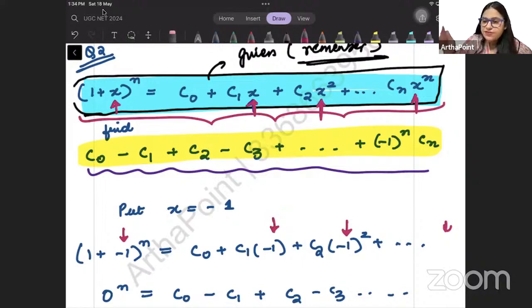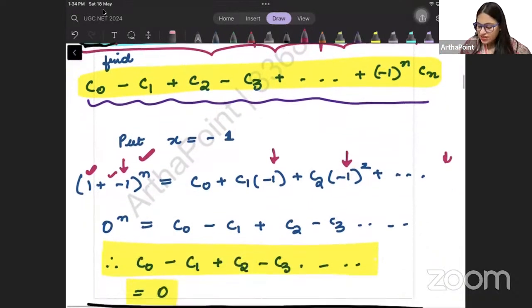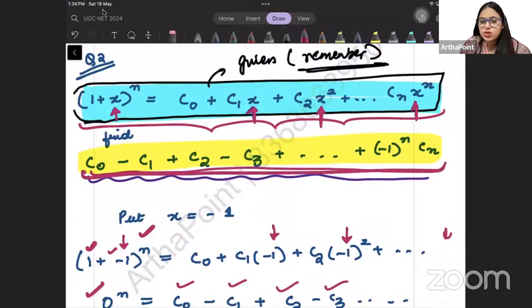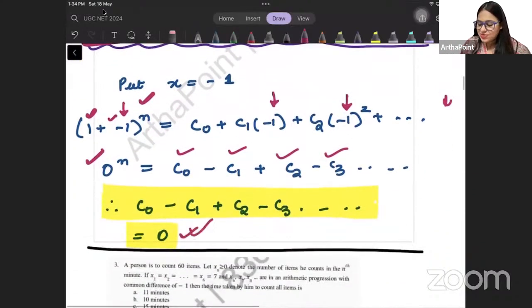Now, if I look at the left-hand side, this will give me 1 minus 1 to the power n, that means 0 to the power n, that means 0. So my left-hand side will become 0. And my right-hand side will become c0 minus c1 plus c2 minus c3 and so on. This is what the question was asking me to find out. So its value will simply be 0. That's the answer to this question.